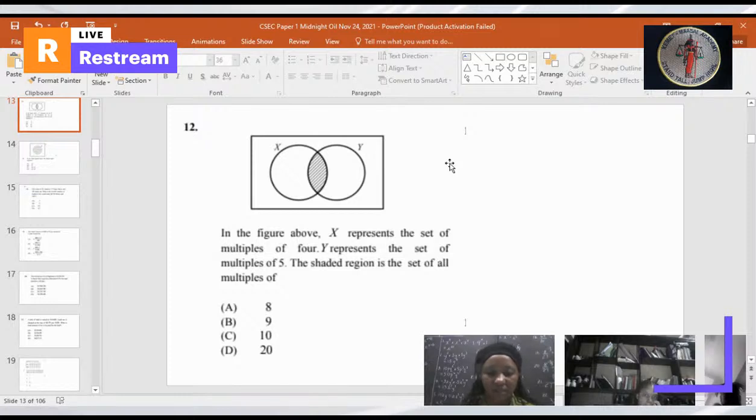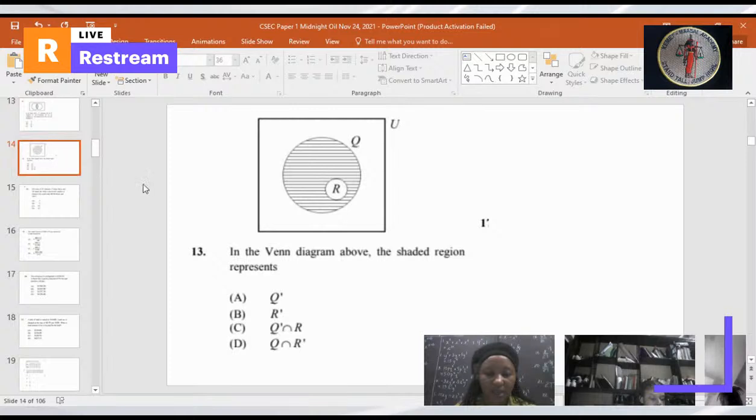The shaded region is the set of all multiples of... and why do you say 20? Because the multiples of 4 and 5 both have the same multiple of 20. All right, so the multiples of 5 and the multiples of 4, since 20 is the LCM of 5 and 4, where those multiples overlap would also be multiples of 20.